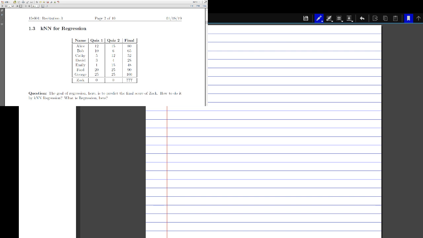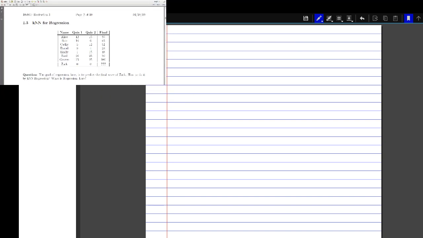The task here that we're trying to do is, given the scores for 2 quizzes of 7 students, and the final grades for those 7 students, how can we predict the final grade for, say, which I'm going to denote as F, the 8th new test point, the extra person? That's what kNN regression is for.